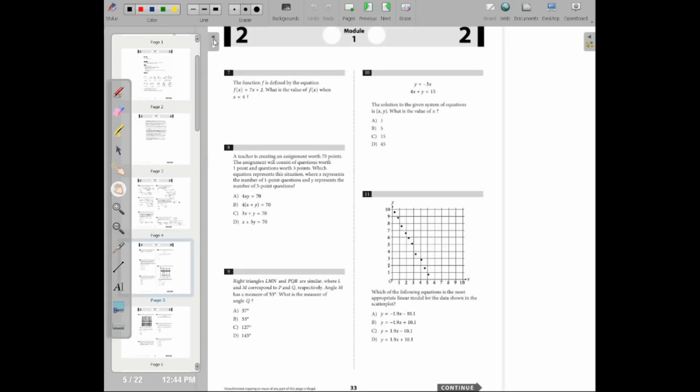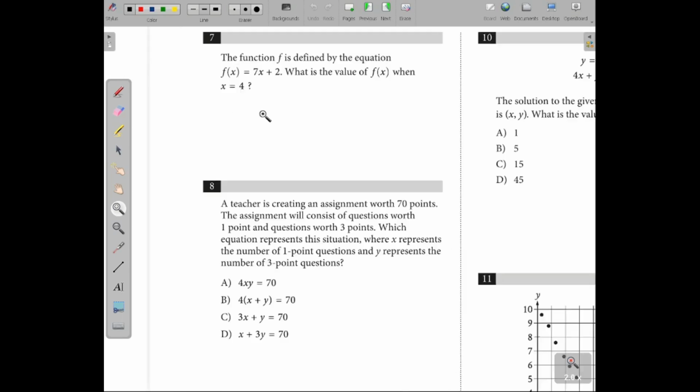Now number 7. This function f is defined by this equation. What is the value of the function when x is equal to 4? So we just need to replace this value of x in this function. So what is this function when x is equal to 4? So we just replace the x with 4 plus 2.